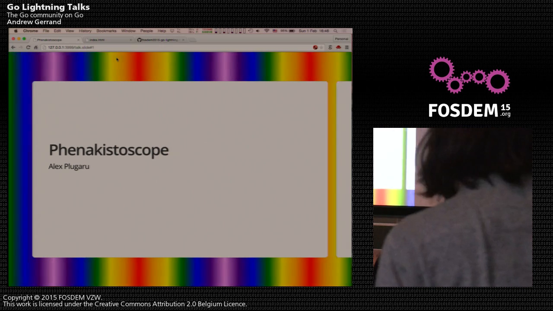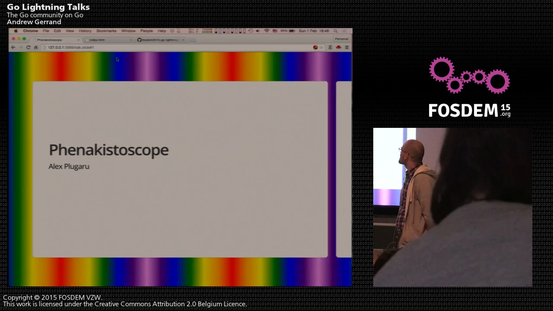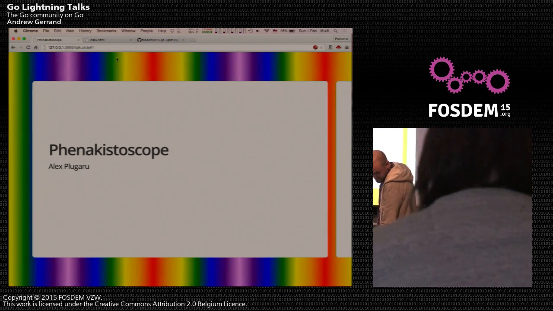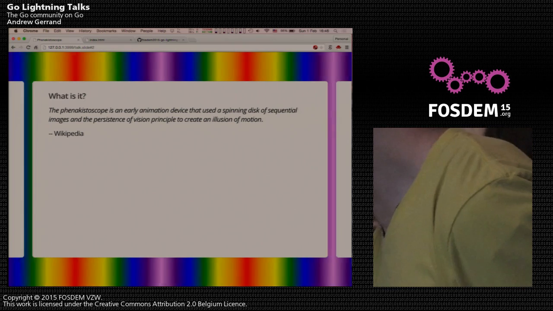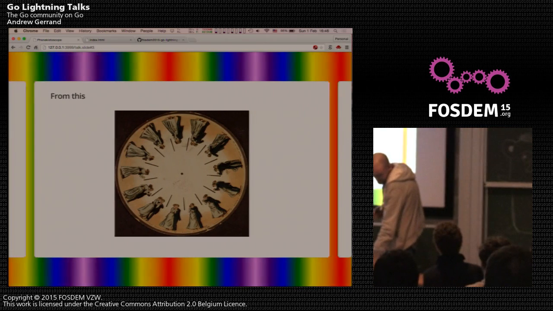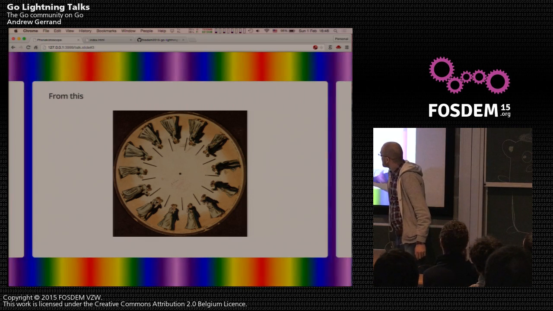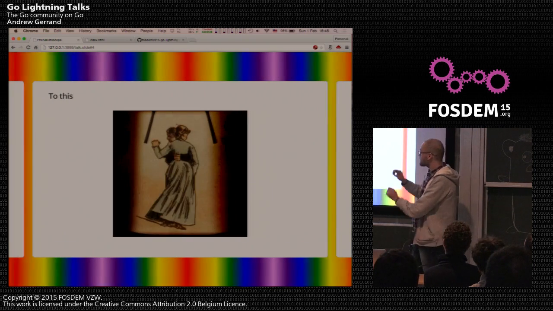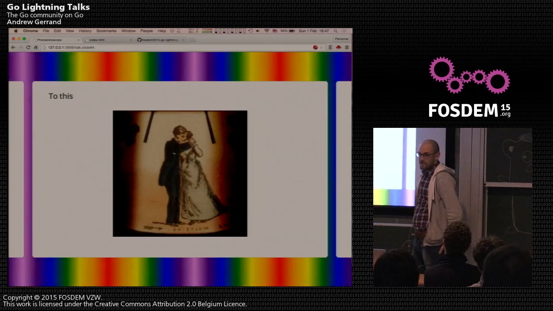I think the Go slide is too boring, so I made a little change to it. Every presentation looks the same, so here's another background for you. So what is this thing I cannot pronounce? It's Fenakistoscope, I think. It's a Greek term, and it's an animation device that you rotate, and you get a small movie. You have a circle, and you have different frames around the circle. If you turn it and look only through a small slit, you have the illusion of an animation.